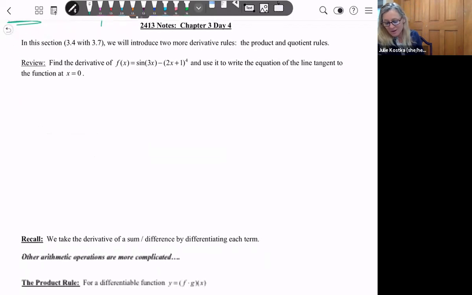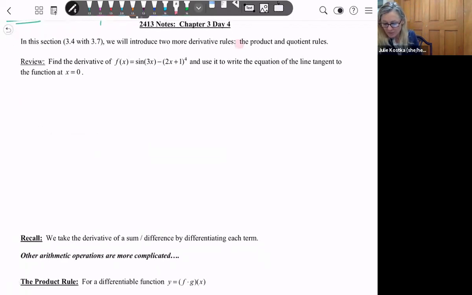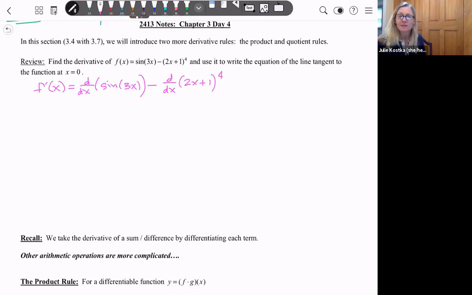Okay, so we are now going to learn 2 new rules called the product rule and the quotient rule. And what I want to remind you of, based on what you did today in groups on problem 1, is that if I have a function that is the sum or difference of 2 terms, I just take the derivative of each term separately. So the derivative of a difference is the difference of the derivatives. Right? So I could say that f prime of x is the derivative of sine of 3x minus the derivative of 2x plus 1 to the 4th. So you can break up sum and difference this way.